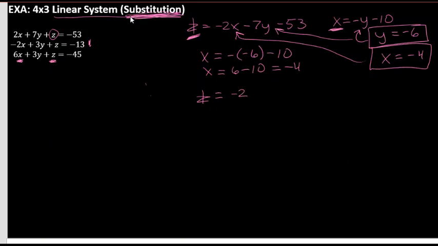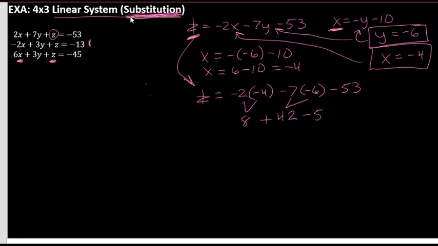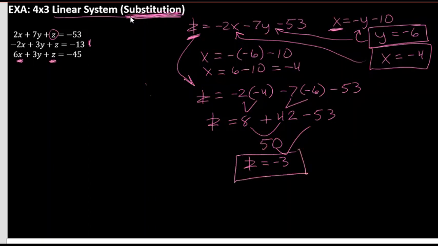Okay, so negative 2x, right, minus 7y minus 53 equals our z. Okay, that's going to give me positive 8. That's going to give me positive 42, and then minus 53, and that's going to give me my z. 8 plus 42 is 50. 50 minus 53 is going to be negative 3. And there is my solution.